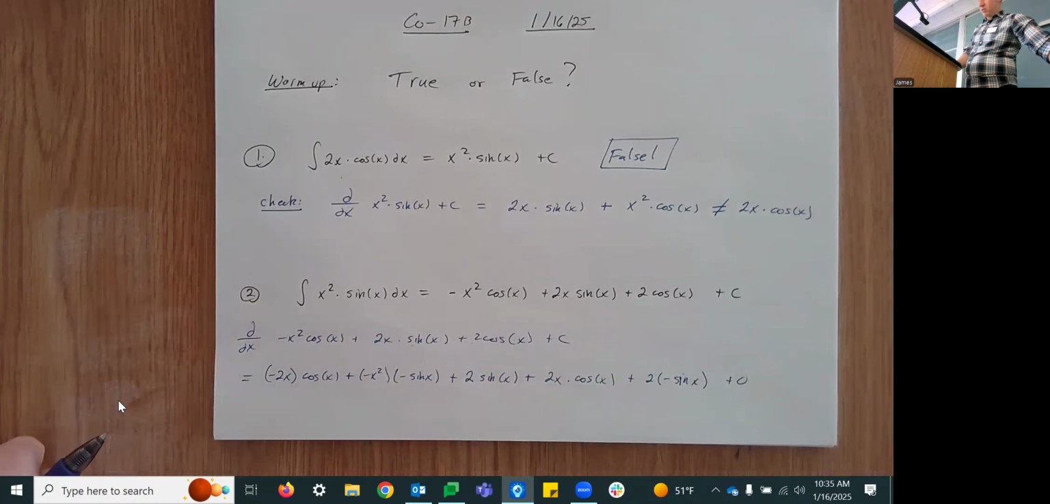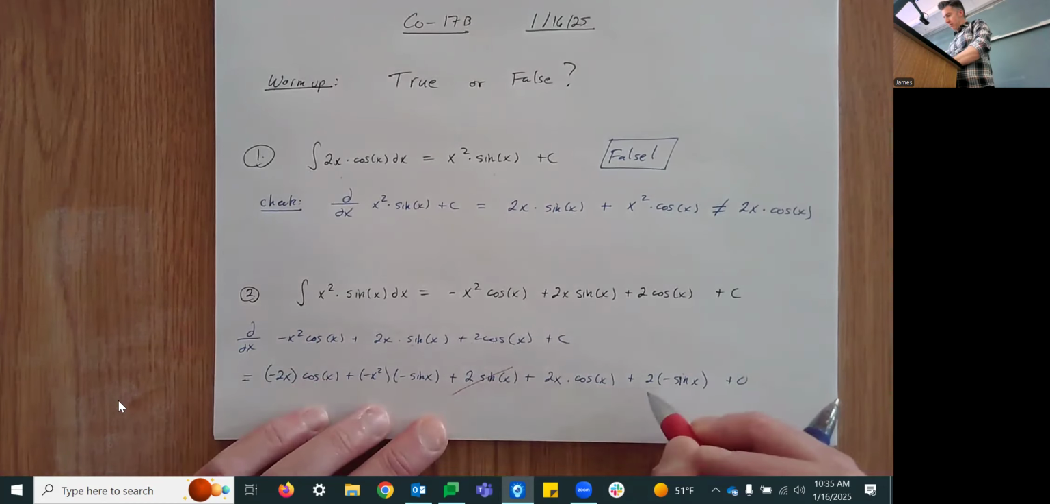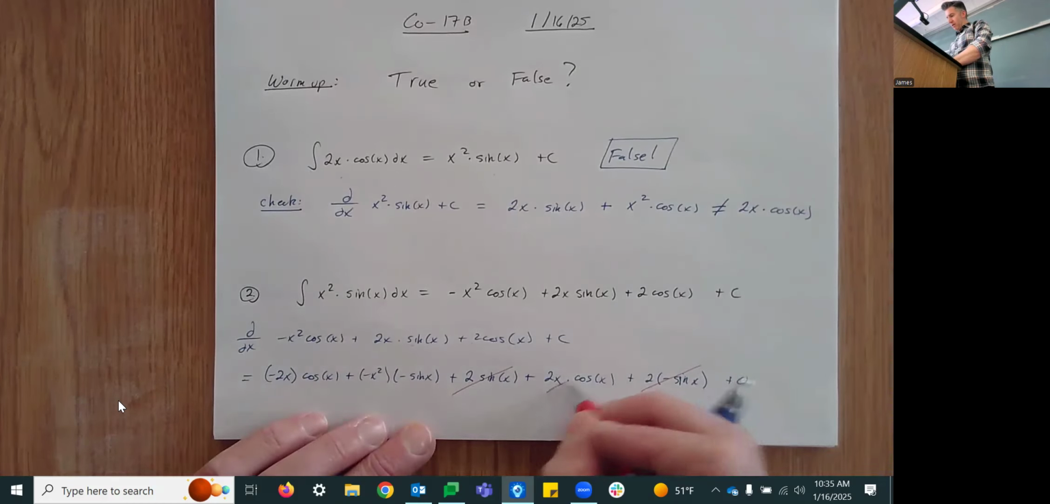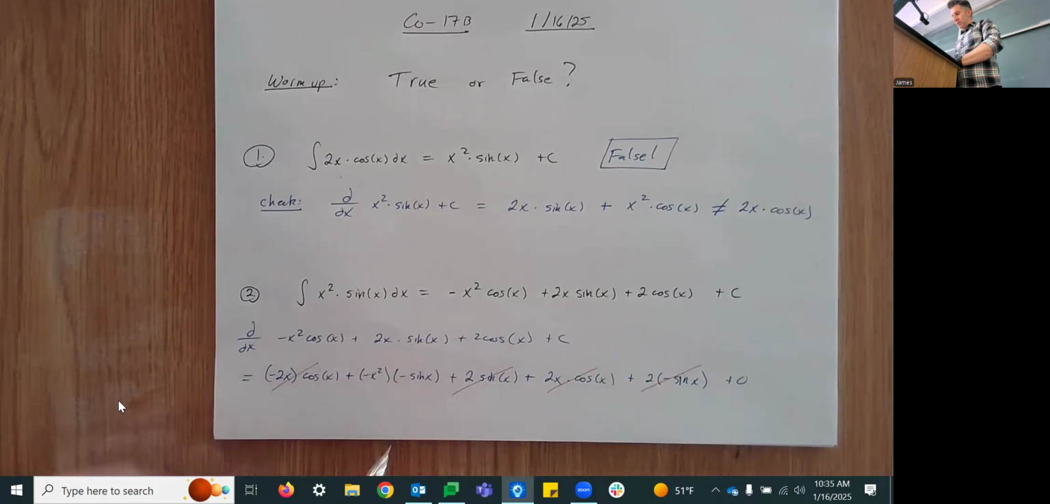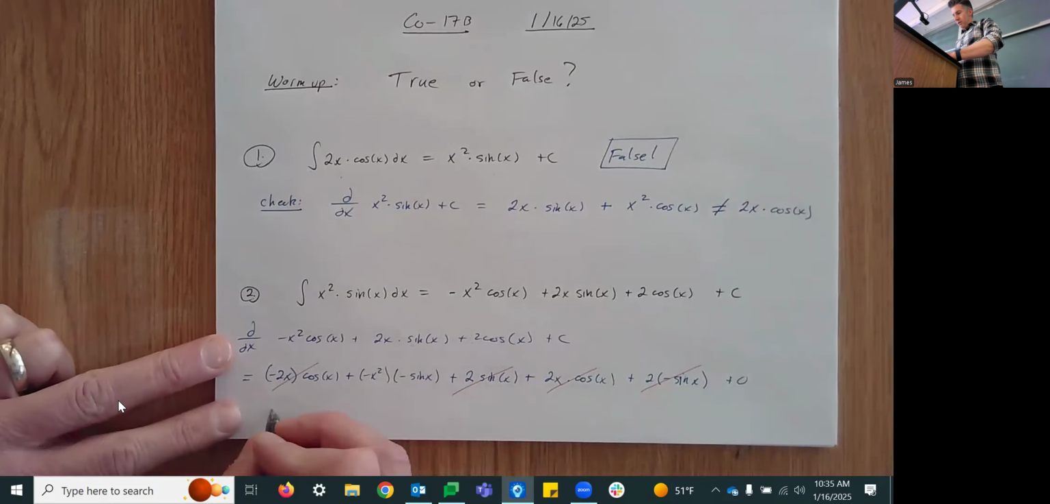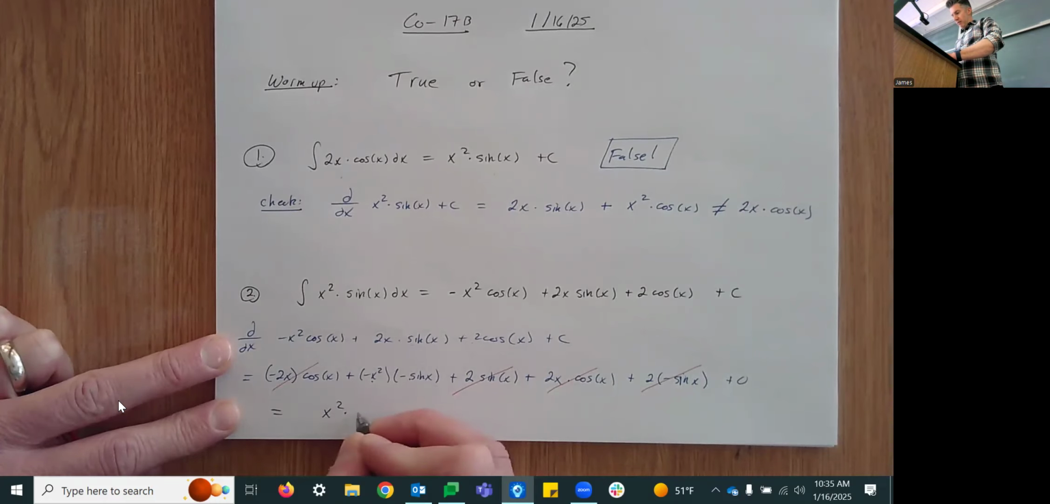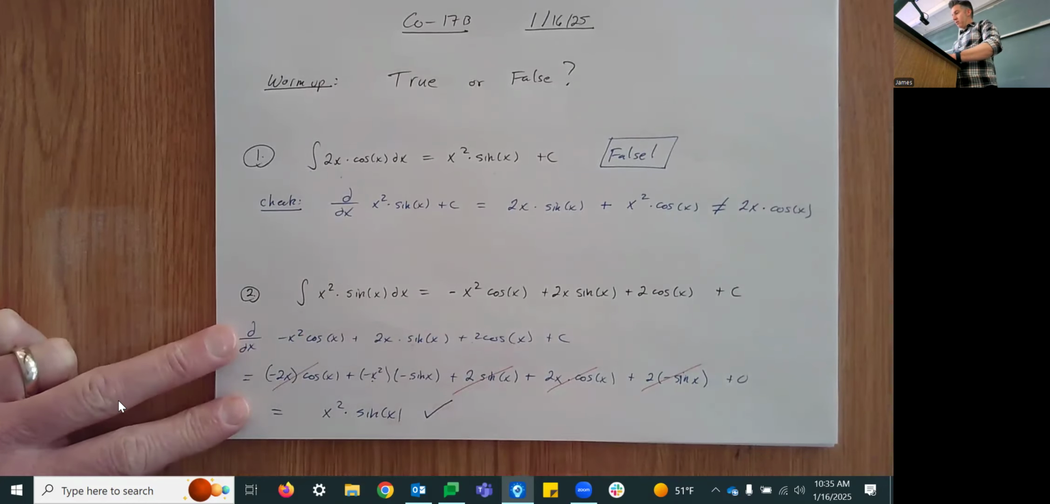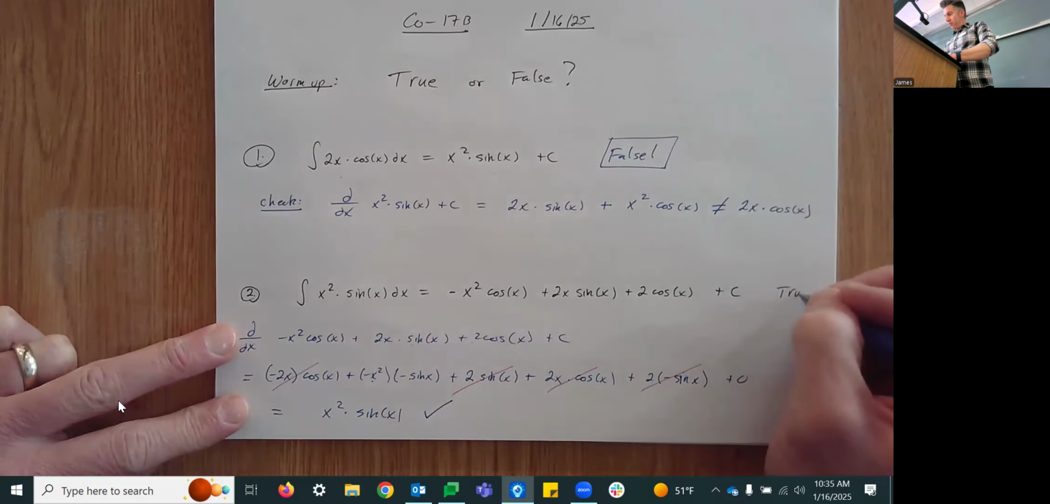Simplifying or seeing which things add up to 0, I've got a positive 2 times sine of x and a negative 2 times sine of x. I've got a positive 2x times cosine of x and a negative 2x times cosine of x. So I'm left with negative x squared times negative sine, which is just x squared times sine of x, which is indeed the function we were antidifferentiating in the first place. So that checks out. This statement is true.